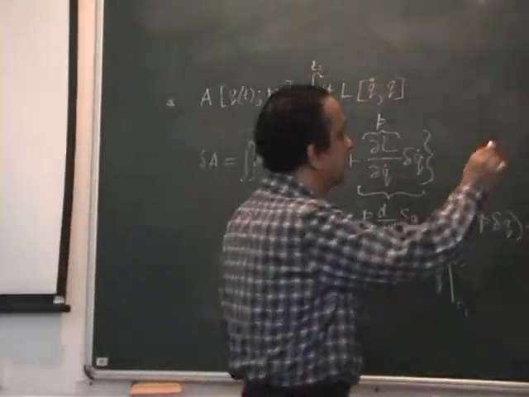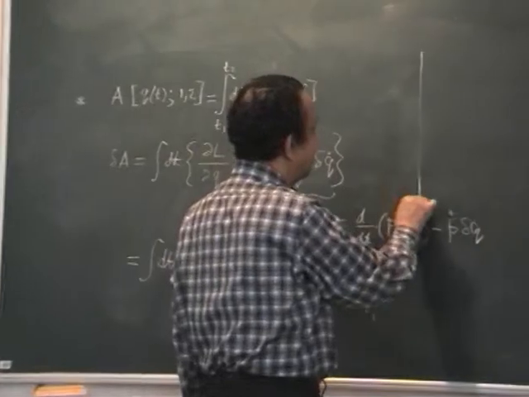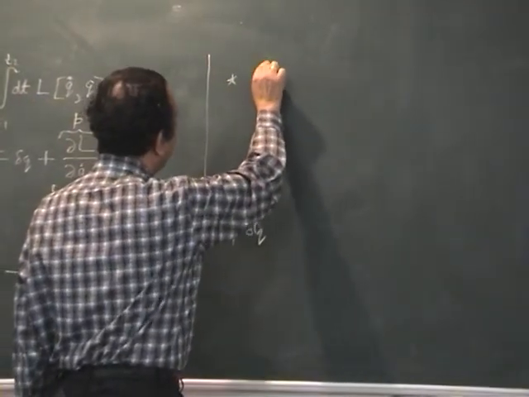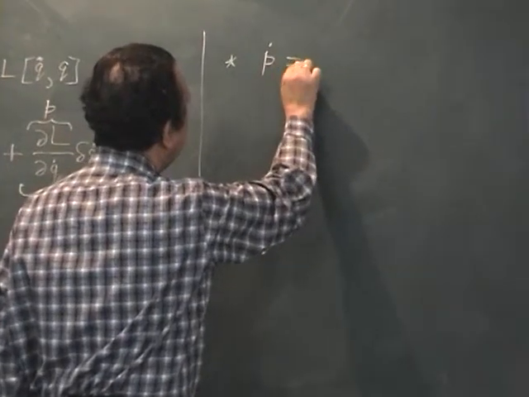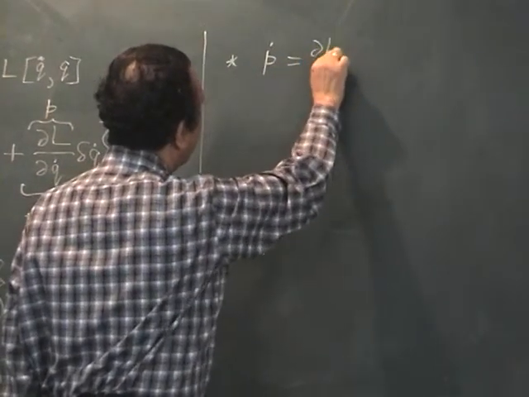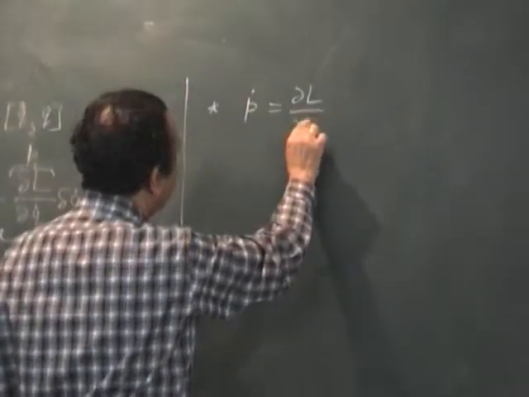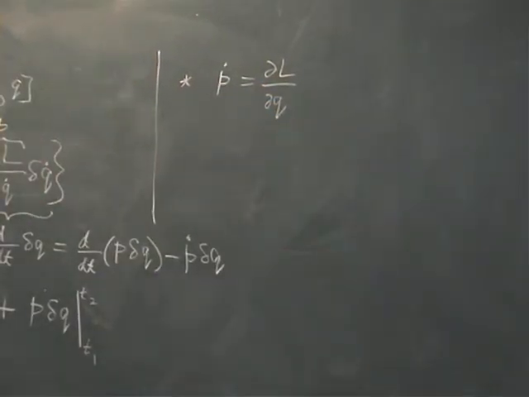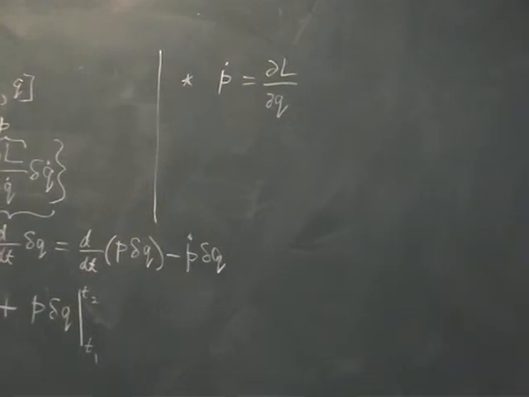So, the equations of motion which emerge from this is just p dot is equal to dL by dq. There is also one more result which you can obtain immediately from this.